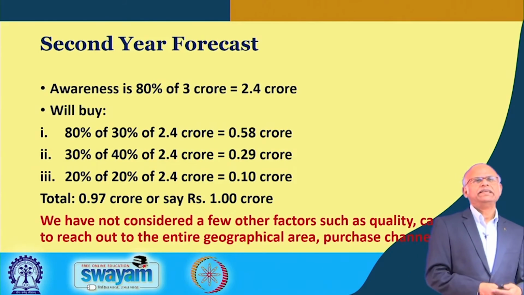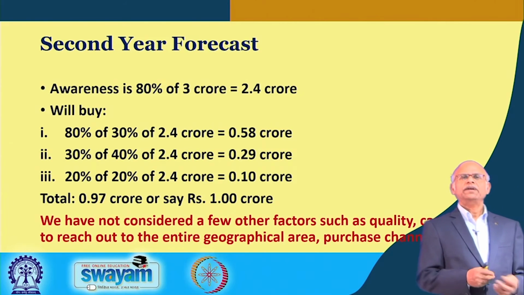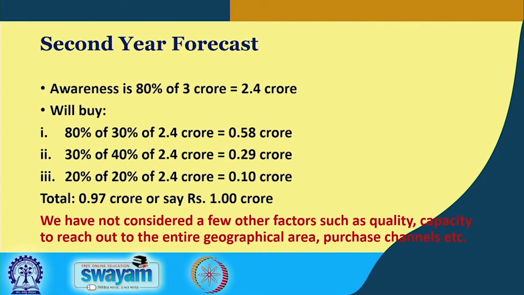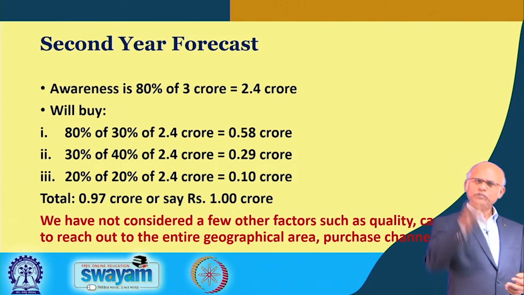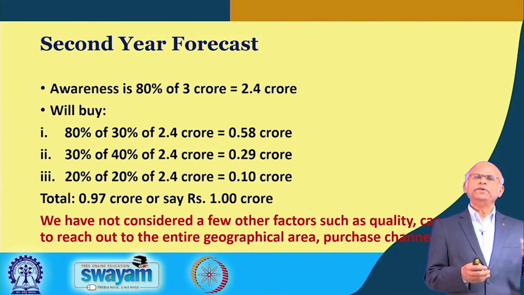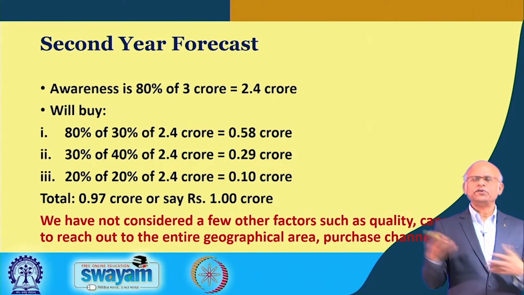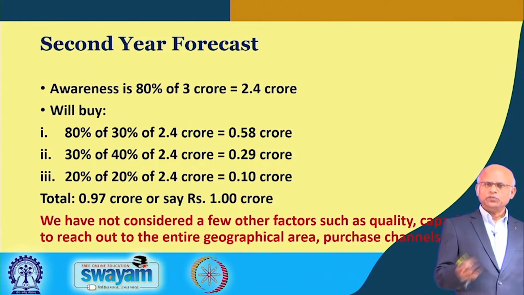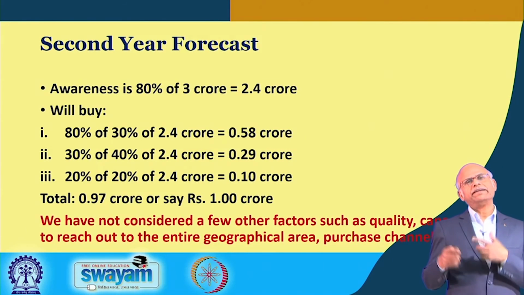So, take it as whatever it is, it gives a fair idea about the projected sales that you are going to make. So, with the same formula, your next year targeted sales would be something like 0.97 crore, round it off to 1 crore. So, next year your targeted sales is 1 crore.